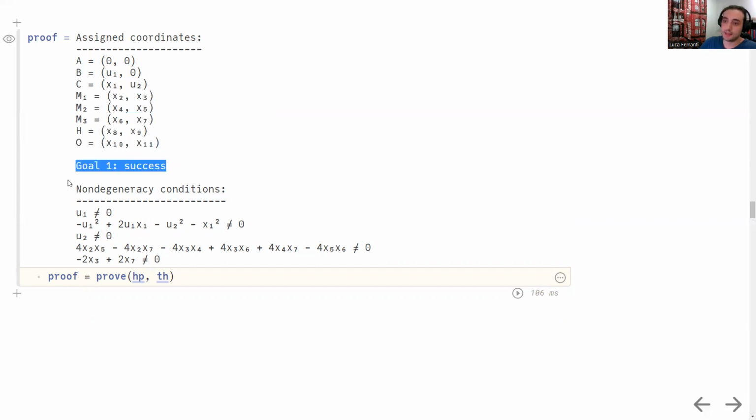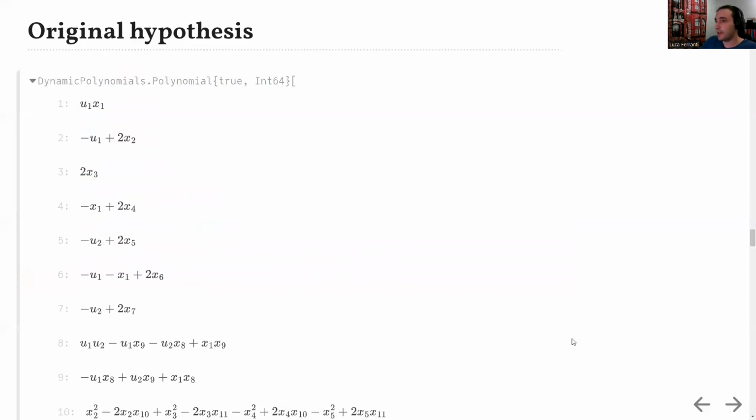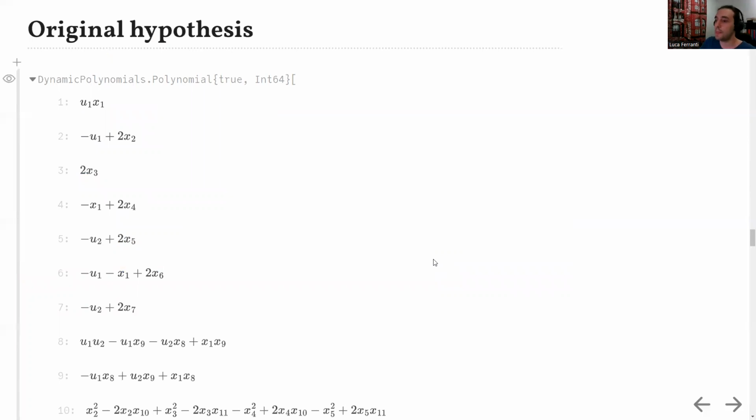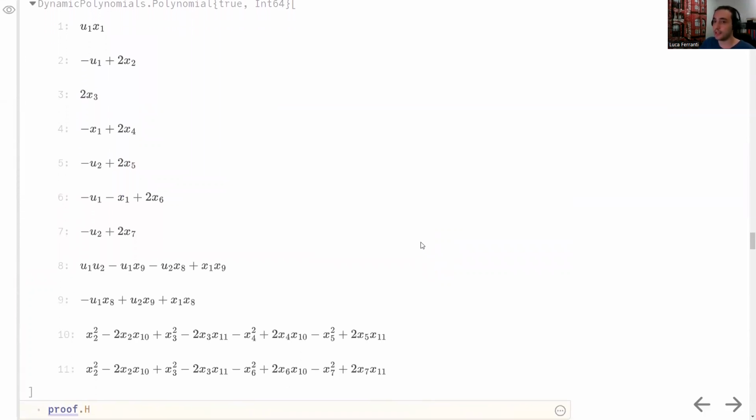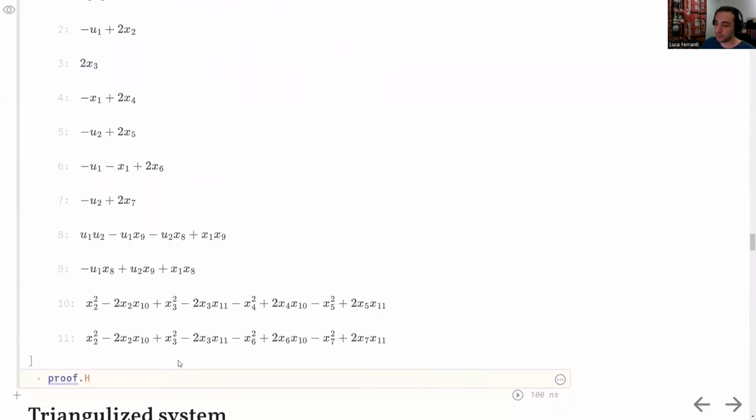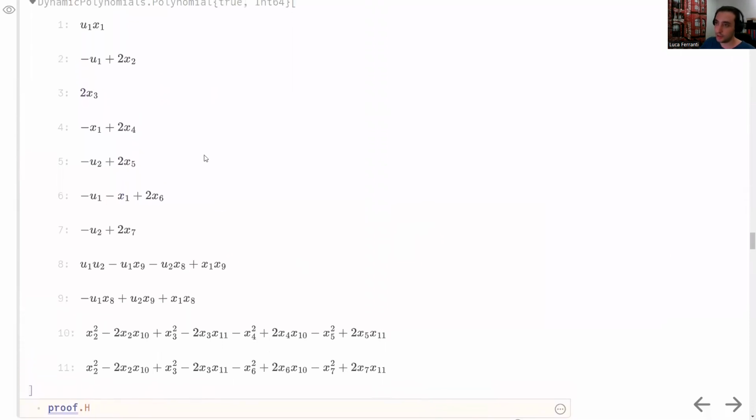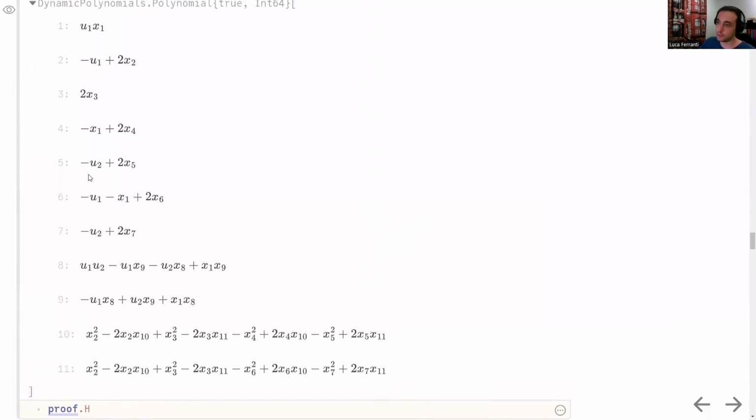We see it's successful, so it can prove that the theorem is verified, and it prints these non-degeneracy conditions, which I will explain in a second. Now, let's see what happens under the hood. So, as I said, first we assign the coordinates, and then we convert the statement to polynomials. So each statement is converted to a polynomial, like this.